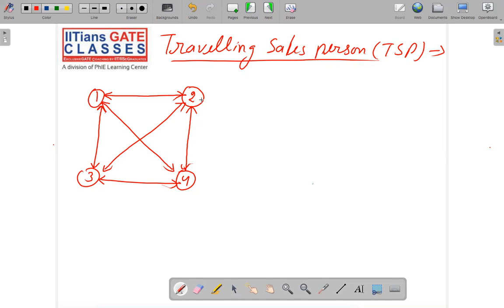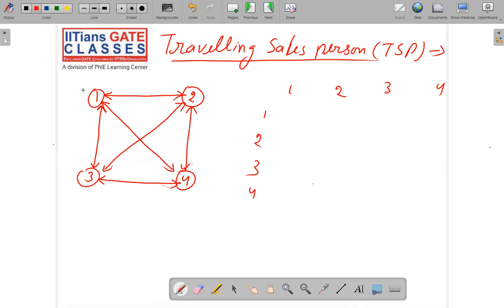Once you go from 1 to 2, what is the weight? What is the cost of traveling from 1 to 2? And what is the cost of traveling from 2 to 1? We can indicate that in the form of a matrix with rows and columns 1, 2, 3, 4, because this is a complete bidirected graph. We can represent it. From 1 to 1 it's 0.